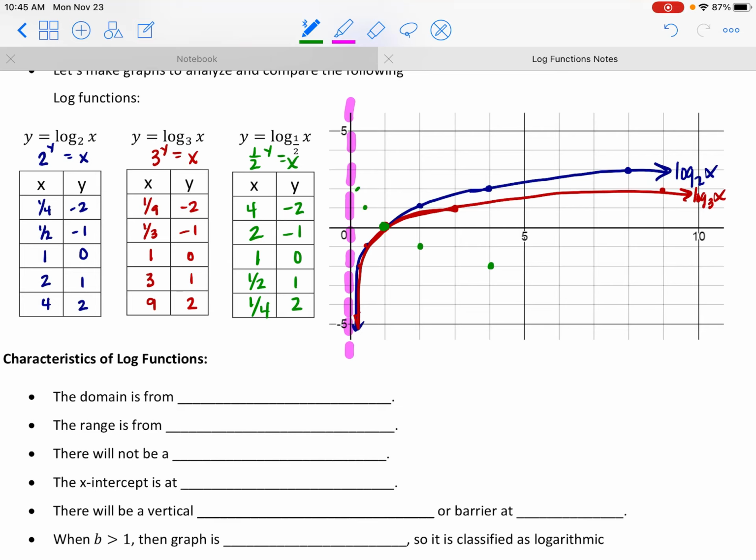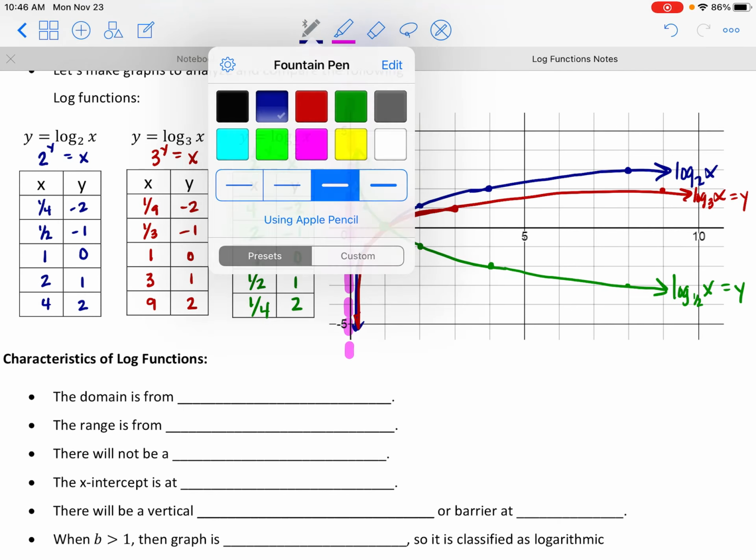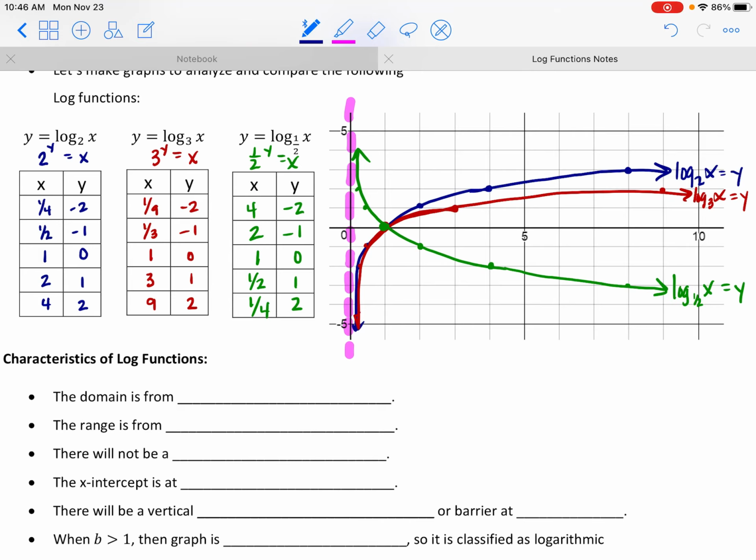And so again, what we see is a reflection of the one that we had in blue, which is the same thing that happened with the exponential. Remember when we looked at 2 to the x versus 1/2 to the x power? We saw reflections of the graph. So this was the log with a base of 1/2 of x. And actually, I don't know why I didn't put the equals y. Let's put equal y there. These are functions. And there it is, okay?